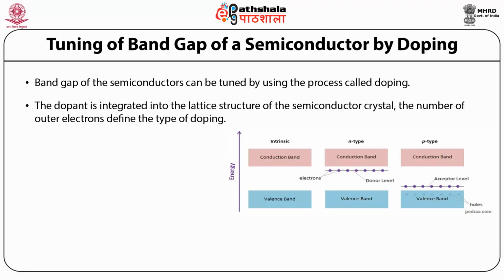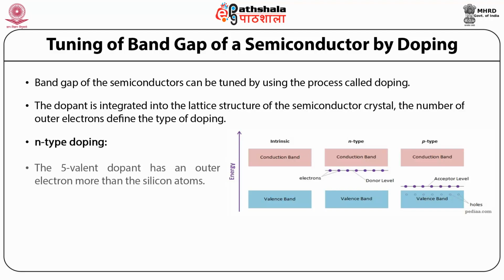Let us discuss n type of doping. The 5-valent dopant has one outer electron more than the silicon atom. 4 outer electrons combine with the neighbouring silicon atoms, while the 5th electron is free to move and serve as a charge carrier. This free electron requires much less energy to be lifted from the valence band into the conduction band than the electrons which cause the intrinsic conductivity of silicon.